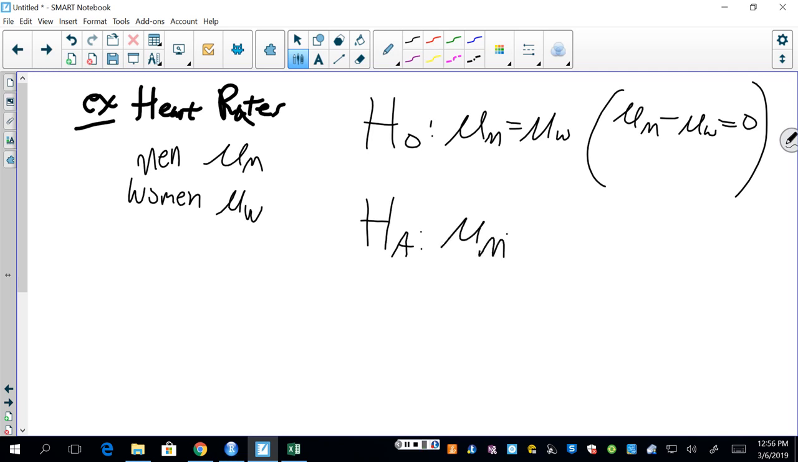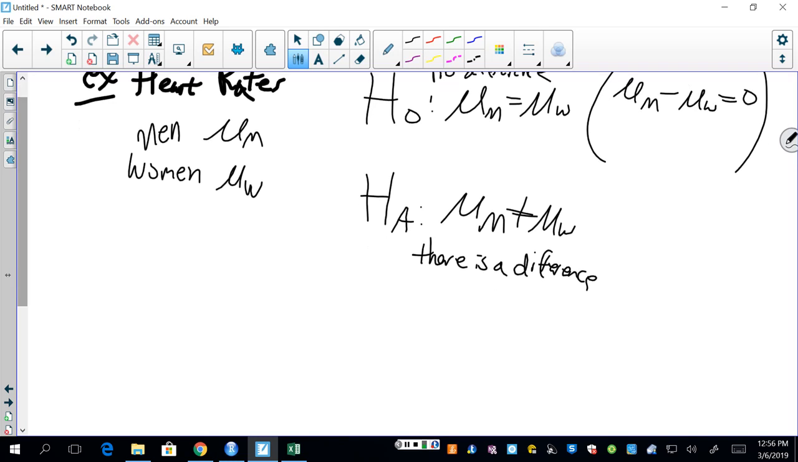So the alternative is that there is a difference, so this one is no difference, and this one there is a difference. And for now, we're not specifying higher or lower. Usually without an a priori setup where you're really investigating something, you think it's going to go one way or the other, then you're going to get that, right?